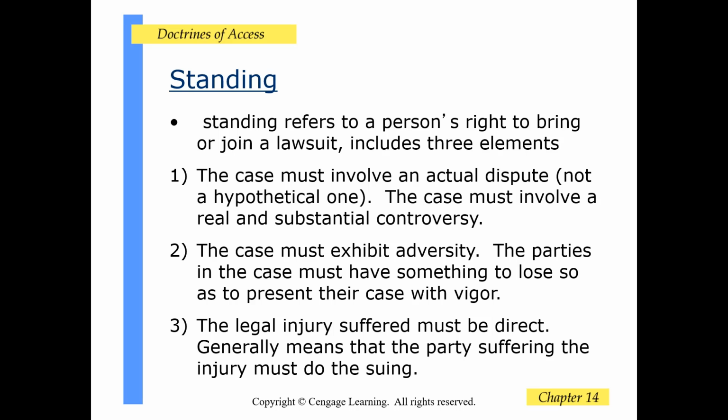Standing. Standing refers to a person's right to bring or join a lawsuit and includes 3 elements. The case must involve an actual dispute, not a hypothetical one. The case must exhibit adversity, that is, the parties in the case must have something to lose so as to present their case with vigor. And thirdly, the legal injury suffered must be direct. Generally, that means that the party suffering the injury must be doing the suing.